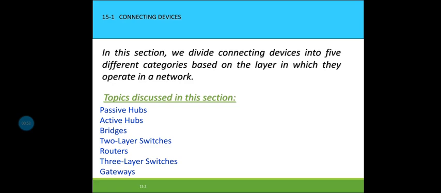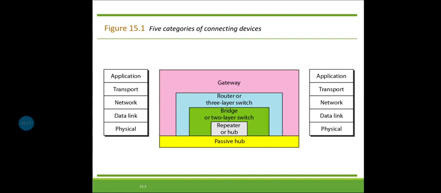Coming to the first thing, we have divided these connecting devices into 5 different categories based on the layers in which they operate in the internet model. The topics that we are going to discuss here are passive hub, active hub, bridges, 2-layer switches, routers, gateways, 3-layer switches, etc.